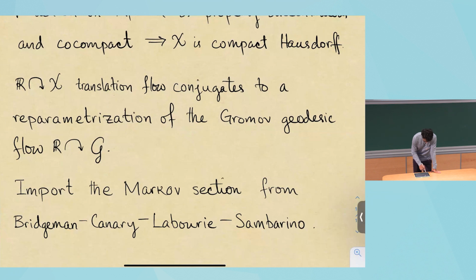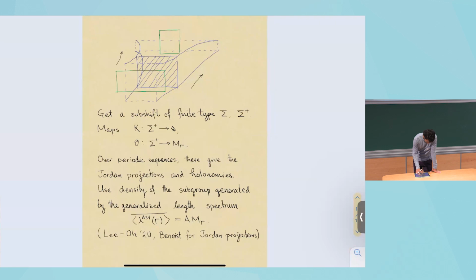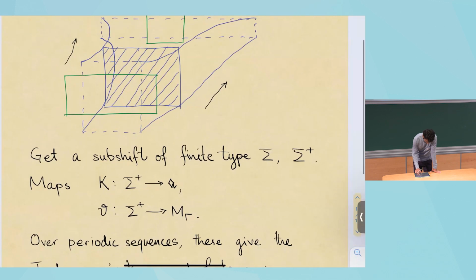And so from the work of Bridgeman, Canary, Labourie, and Sambarino, they showed that you can get a Markov section on a related space, it's not exactly this. And so what we do is import this Markov section, and then you get a coding.